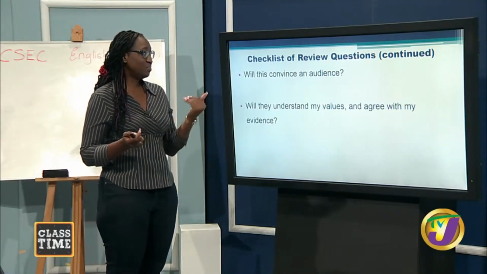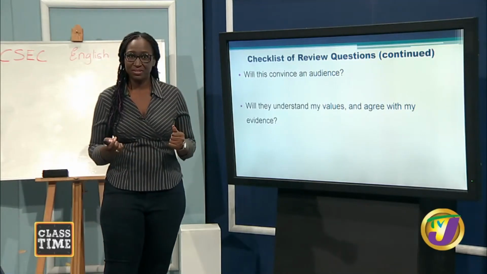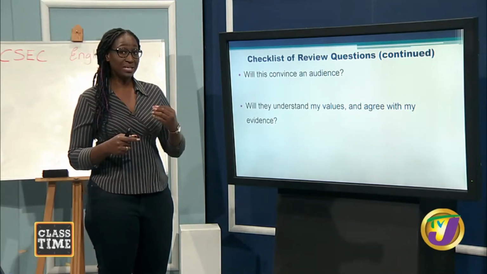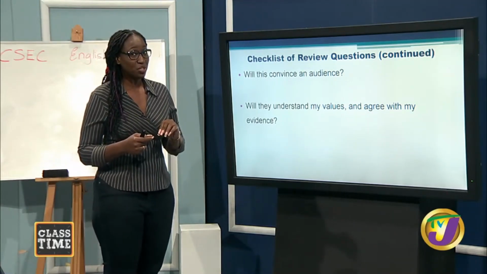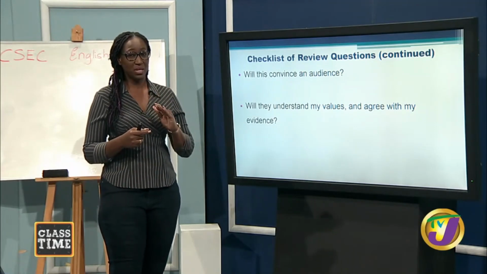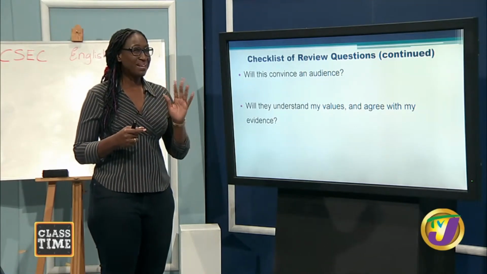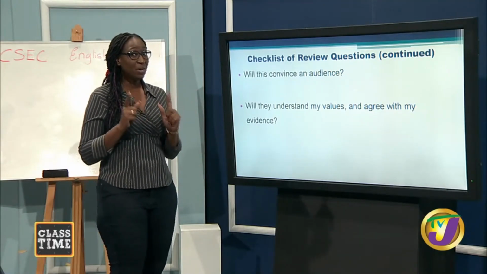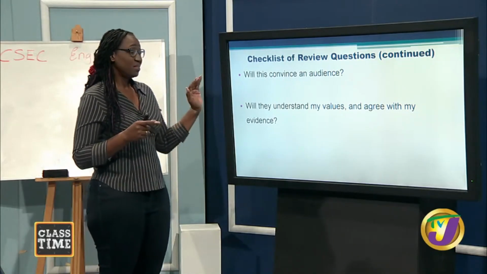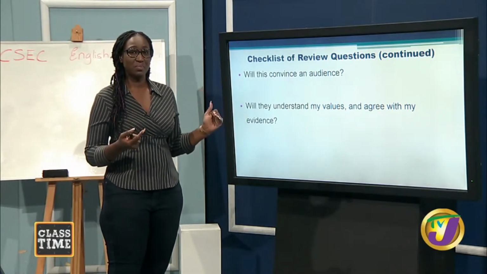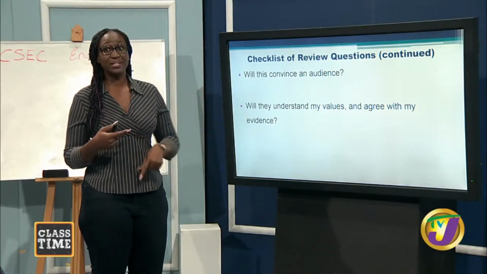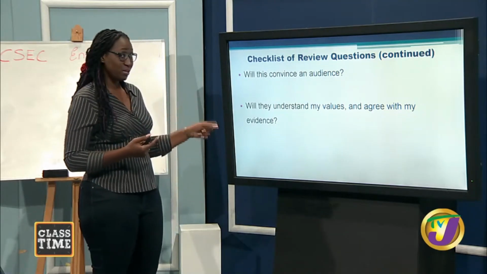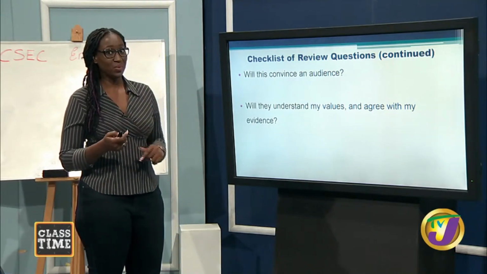Will they understand my values and agree with my evidence? So this would require you to have put it forward very clearly. You would have had to make sure that there is no ambiguity in what you said. There was nothing that might have been mistaken in any way. You did not use any misleading statements. And if you avoided all of that, then of course they should, as rational thinking people, understand your values. And if you have used persuasive devices effectively, then of course they would agree with your evidence and agree with you as well.